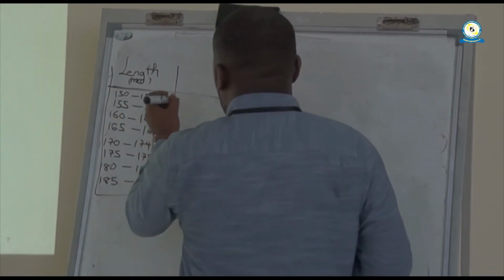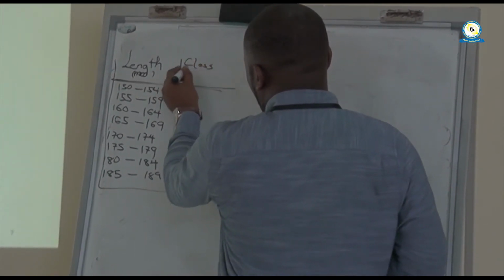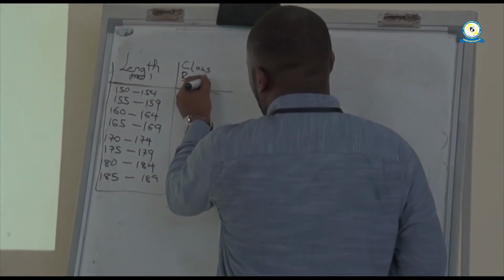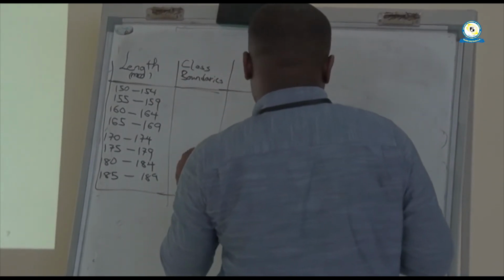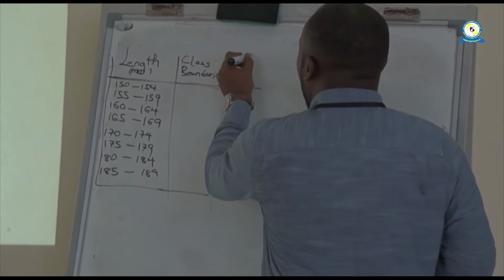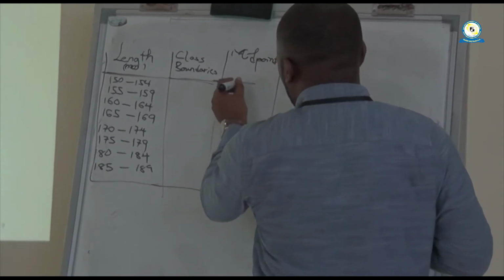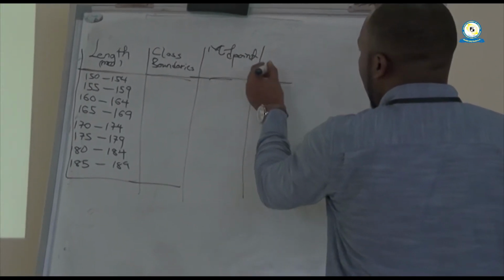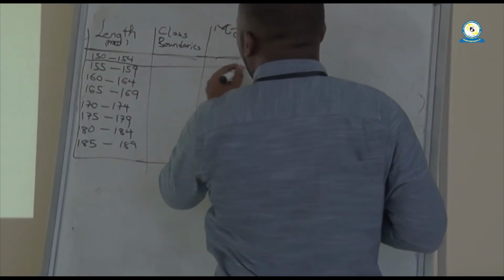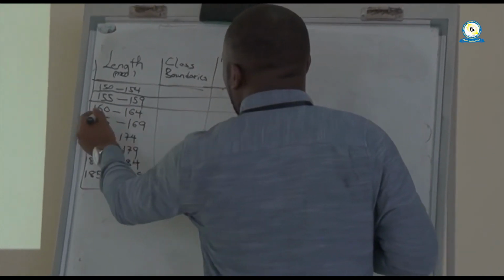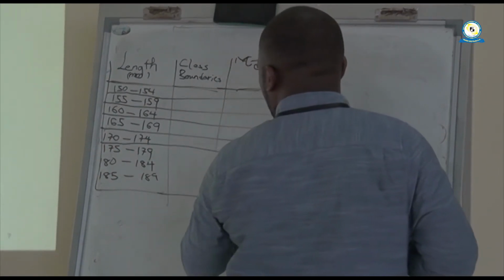Then I want to leave this place here for class values. You will understand this in a short while. But here we also have midpoints. We come to that shortly. And we have our frequencies, f, which are given there. I hope you can see. My handwriting is not that good.